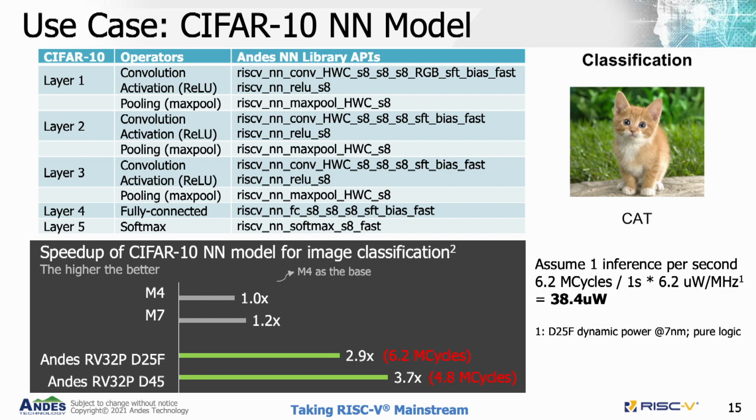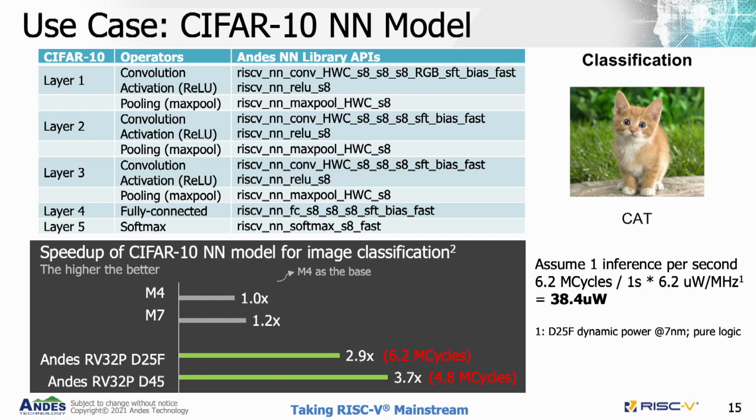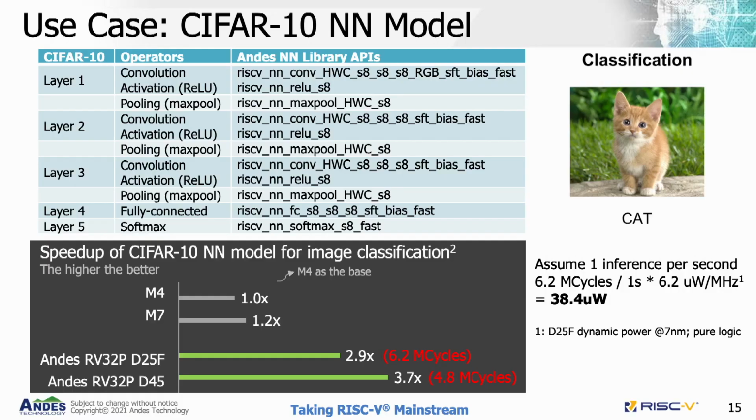Here is the use case. We can look into the use case and know the benefit of the RVP processor for the tiny ML device. We can see the CVA10. Our libraries support each level of the CVA10 operations, and we can get the acceleration compared to the M4. For the RV32P, D25F is a 2.9x speed up, and for D45 is a 3.7x speed up.